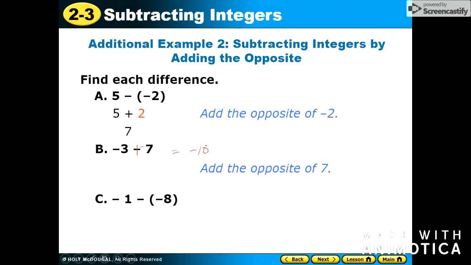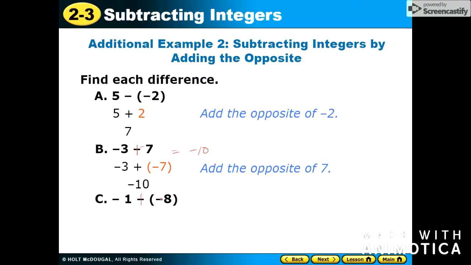Okay, now it's changing to addition, which I think is a lot easier to deal with. Okay. Some of you might say, well, Mr. Gills, why didn't you change this to positive 3? Remember, this is saying negative 3. Wherever you read it and you say minus, change that to addition. Okay, so I would read this problem, negative 1 minus, change that to addition, negative 8.